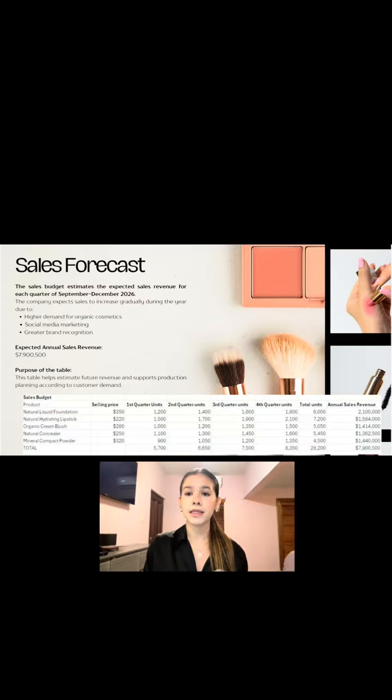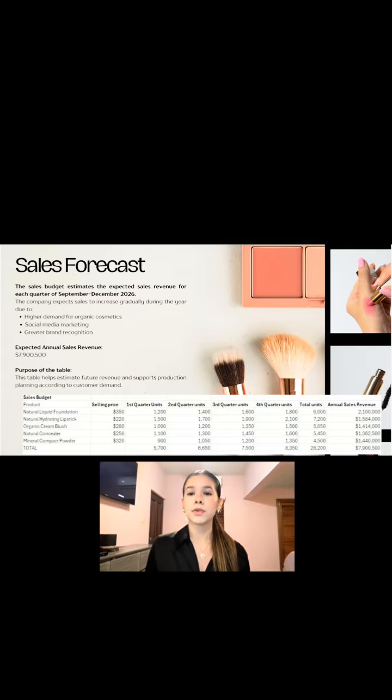Sales forecast. In this slide, we can see the sales forecast for Beo Cosmética Natural. This table estimates the expected sales revenue for each quarter of 2026. The company expects sales to increase gradually during the year due to the growing demand for organic cosmetics, social media marketing, and greater brand recognition. Each product has a different selling price and projected number of units sold.